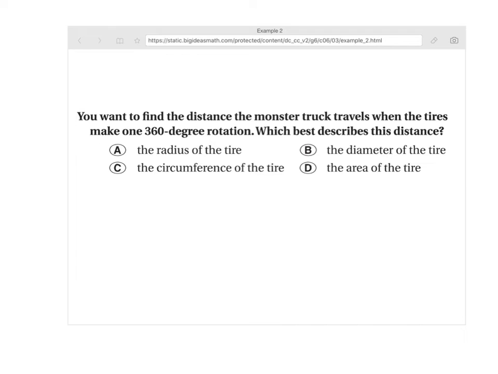The radius of the tire, which is just this part. The circumference of the tire, which is the distance around. The diameter, which is the distance all the way across. Or the area, which is the shaded part. What do you guys think? Okay, well, when the tire rolls over, that's talking about around the tire. So C would be the correct answer because it's the circumference. So the correct answer is C.